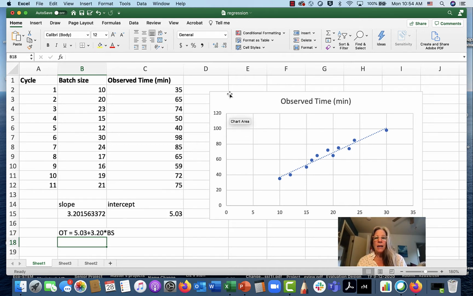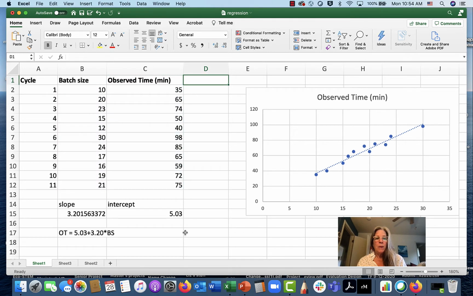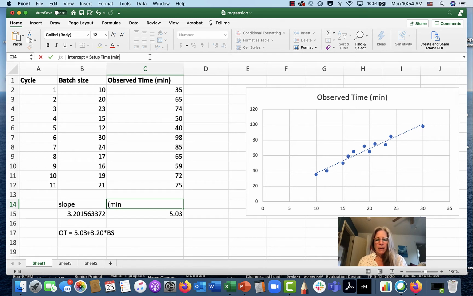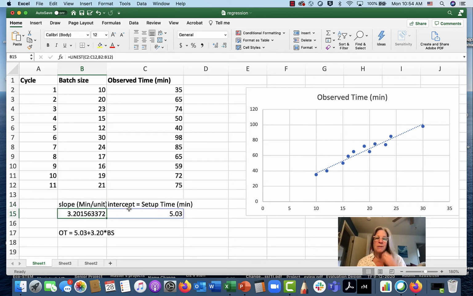And that'll give me a way that I can actually now estimate the value. Now, this 5 minutes, it takes 5 minutes no matter how large the batch size is. So I'm going to call this setup time in minutes. That means that no matter how many units I produce, it's going to take 5 minutes to set it up. And then the slope is going to be the minutes per unit process. So that's how long it takes to process one unit, about 3 minutes.